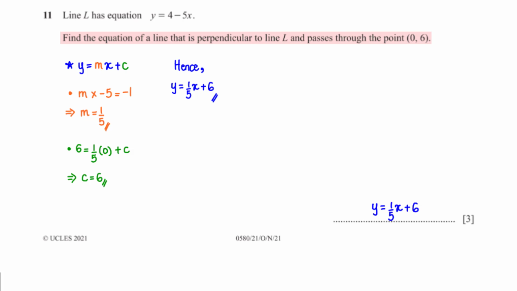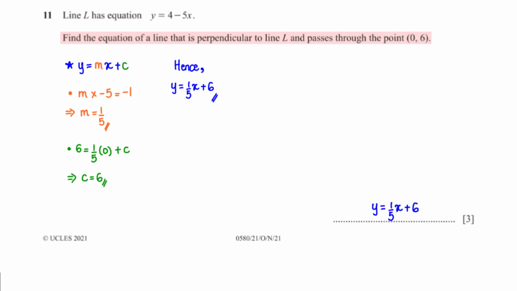The product of the gradients of the perpendicular line and line L must be equal to -1. Line L has been expressed in the form y equals mx plus c, which means the coefficient of the x term, which is -5, is the gradient of the line. So we have m times -5 equals -1. When we divide both sides by -5, we get m equals 1 over 5.